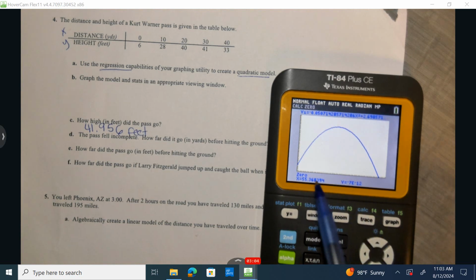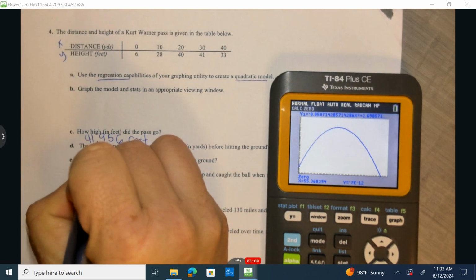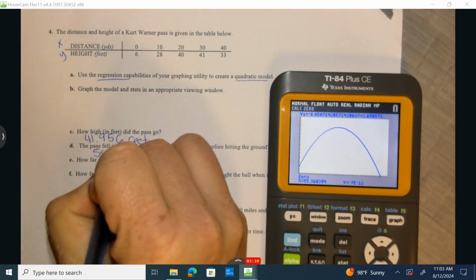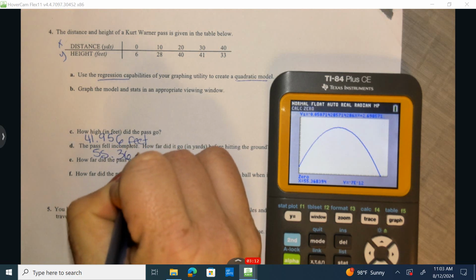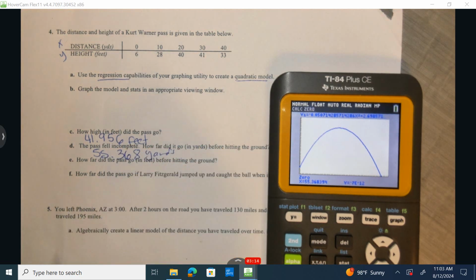So this is going to be how far it is in yards from Kurt Warner if it goes incomplete and eventually hits the ground. 55.368 yards.